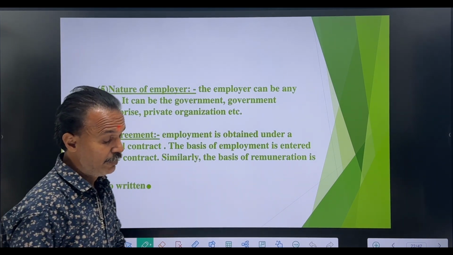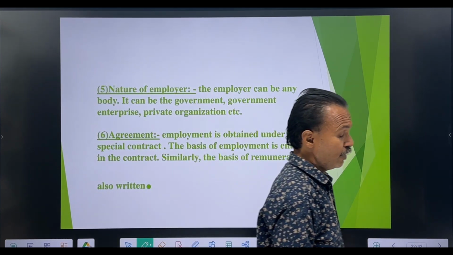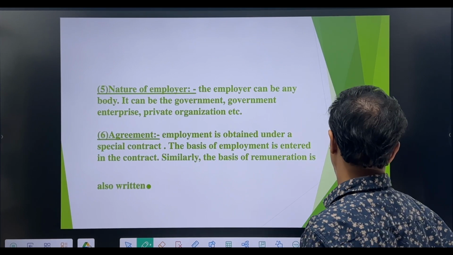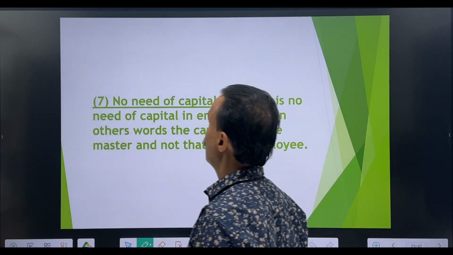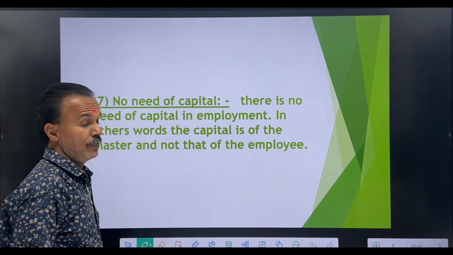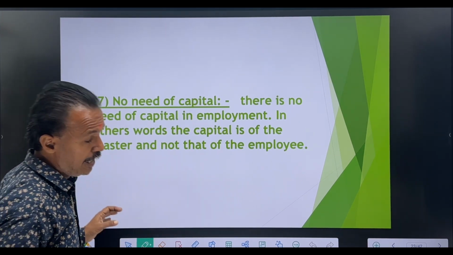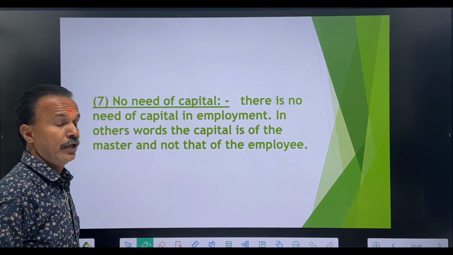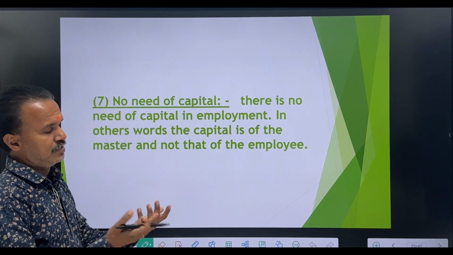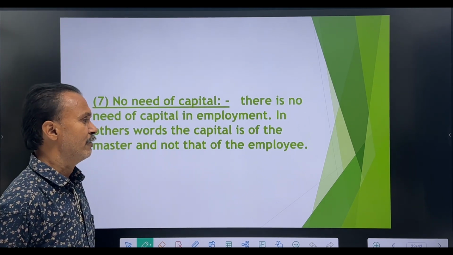Agreement. There must be an agreement between employer and employee for the period of service, and the remuneration will also be in written form. No need of capital. In employment, there is no requirement of capital because all the capital is invested by the employer, not by the employee. ये आपको हमने previous class का पूरा short view दिया.